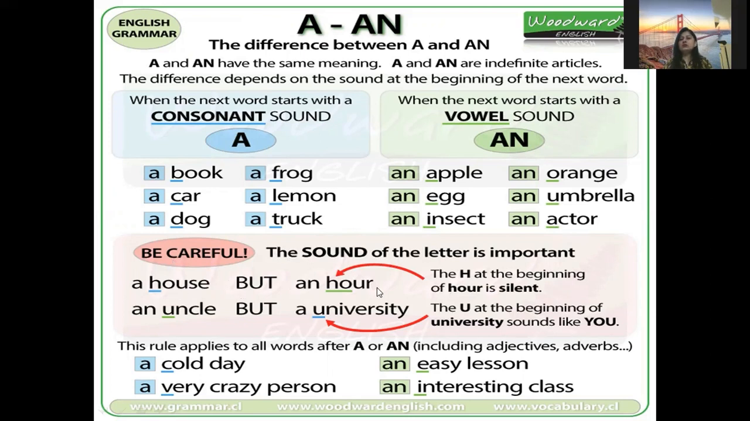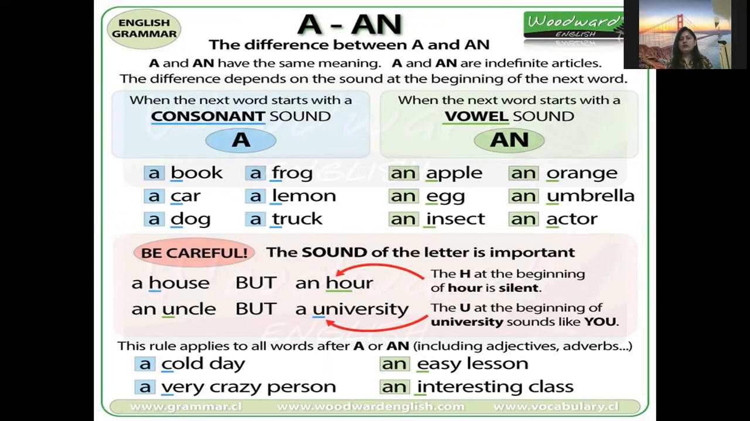Both of these words start with H, but house starts with the sound H, which is a consonant sound. But hour starts with the sound A, which is a vowel sound. So hour starts with a vowel sound, so we will use the article an before it. But house starts with the H sound, so we will use the article a.